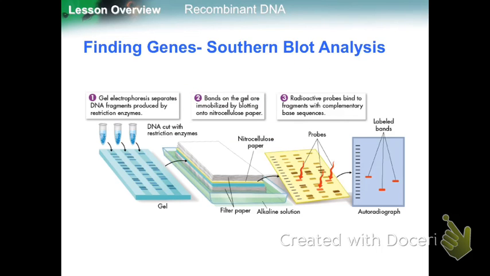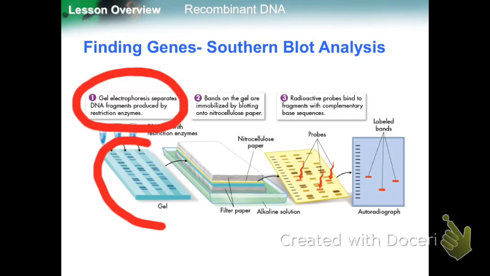So here's what Southern blotting looks like. After that gel electrophoresis has been performed, you have the DNA banding pattern here. Literally, the bands on the gel are blotted up onto paper, and then this is right here, this is paper towels on top.